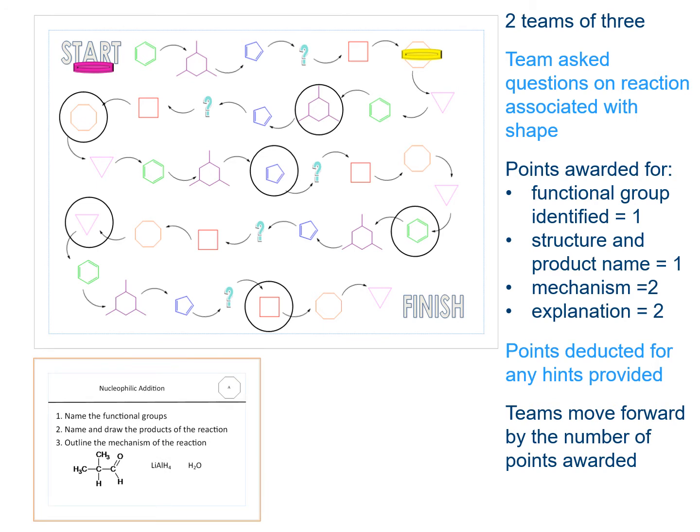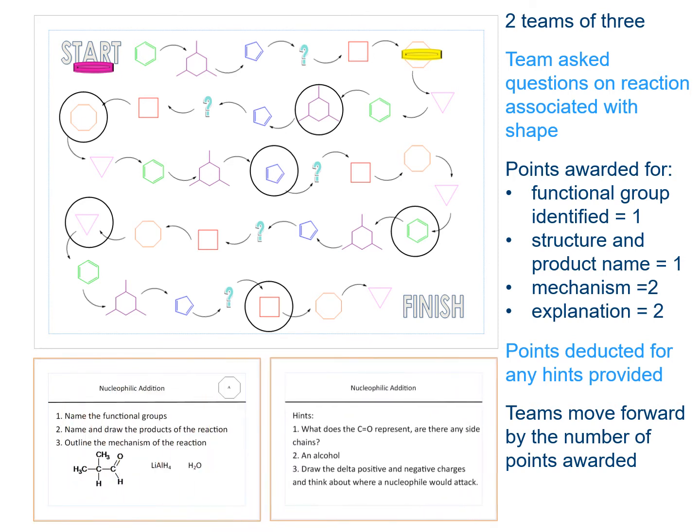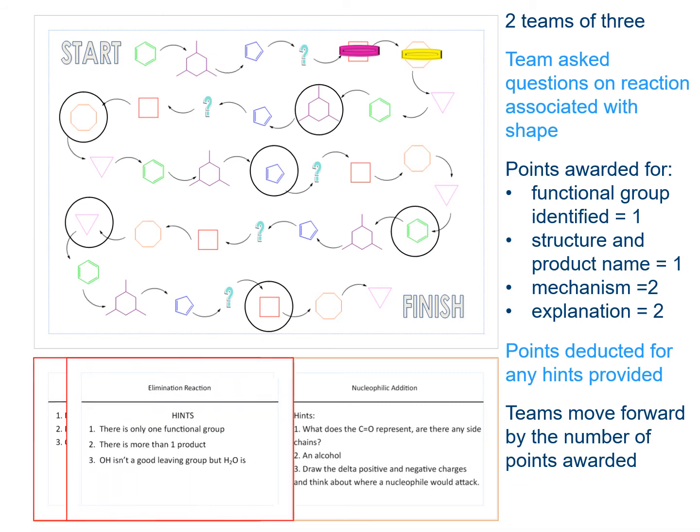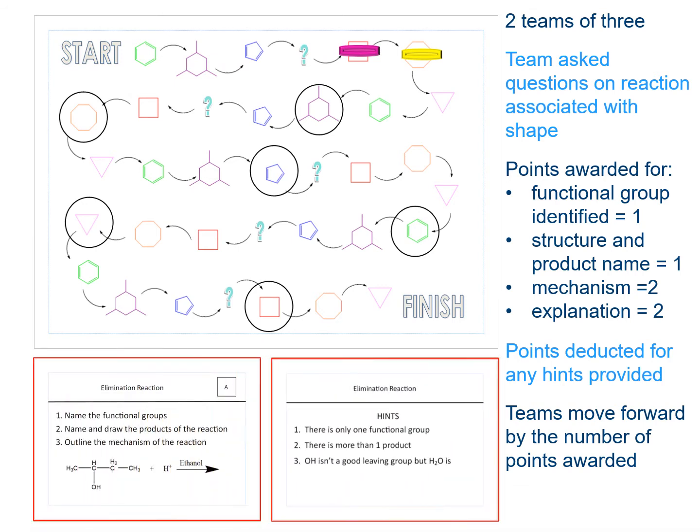So the yellow counter here is now sat on an octagon, and the associated reaction with that is nucleophilic addition. So here's an example of the question card, and then on the back of that question card are some hints associated with each part of that question. So if we did the same with the pink group, let's say they then land on a square, they would then be asked an elimination reaction question, and again could ask for any hints associated with that.